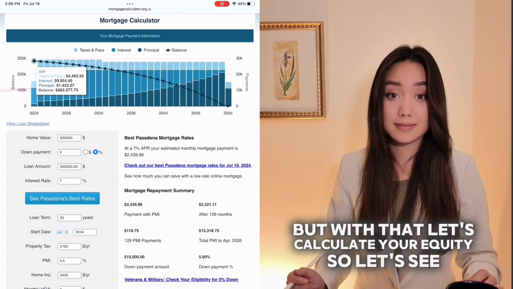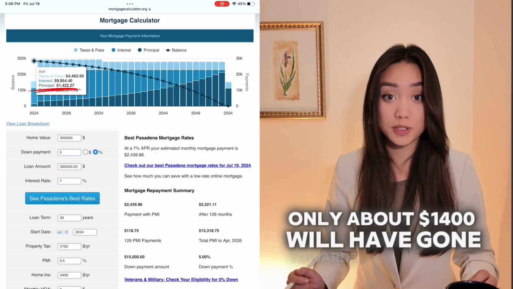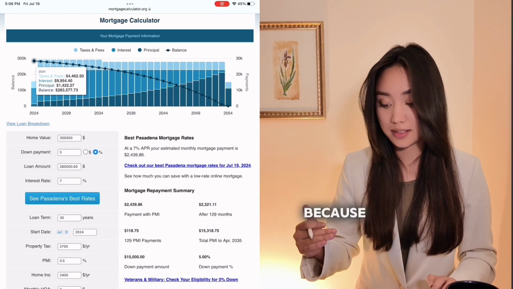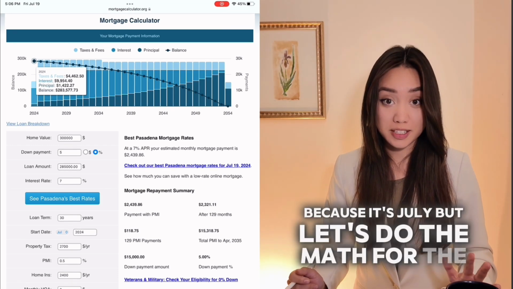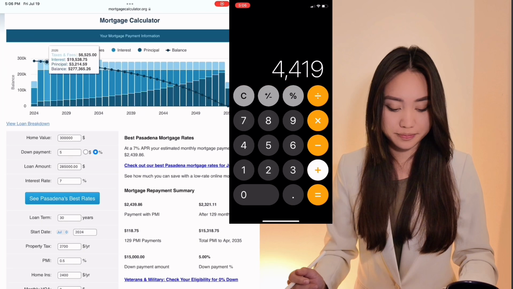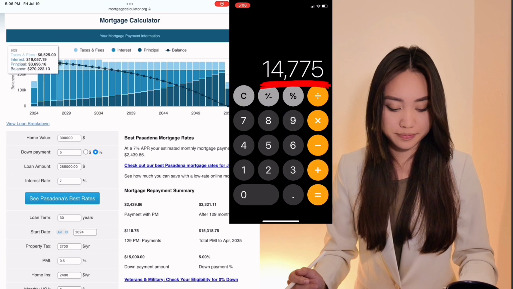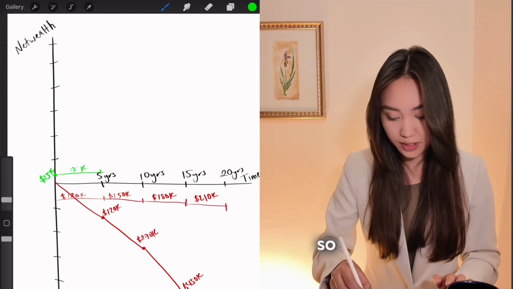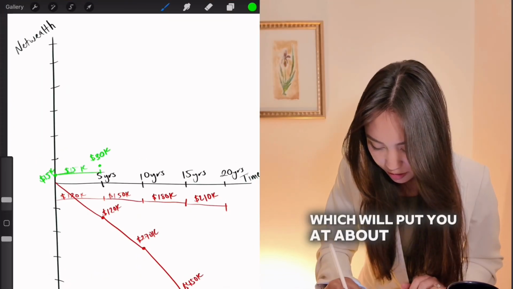So let's see. Only about $1,400 will have gone towards your principal. Oh, and it's also so little because we're also starting halfway through the year because it's July. But let's do the math for the next 5 years. So in 5 years, you would have built up about $15,000 in equity. So let's add that, which will put you at about $30,000.